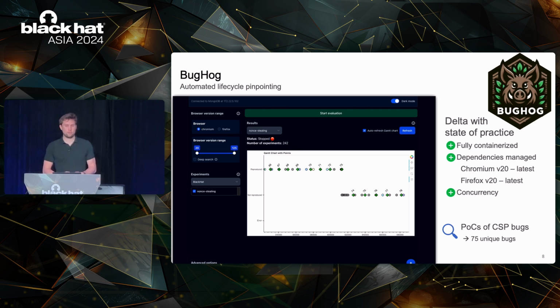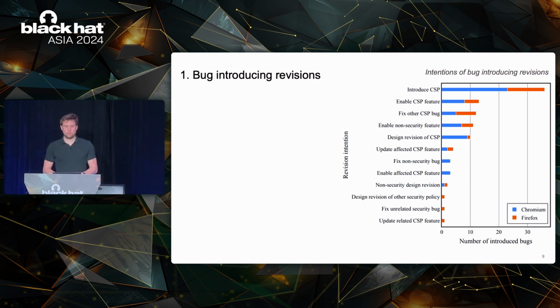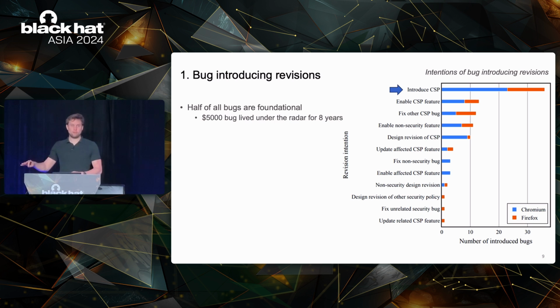75 CSP bugs, and we found some very interesting things here. First of all, we looked at the code changes that introduced these bugs. And more specifically, we looked at the intentions of the developers that applied the bugs. It turned out that half of the bugs in our dataset were already introduced at the very first revision that CSP support was introduced. These are called foundational bugs.